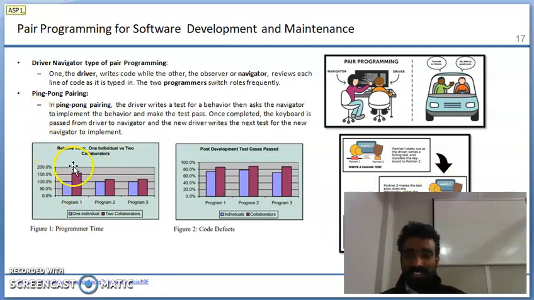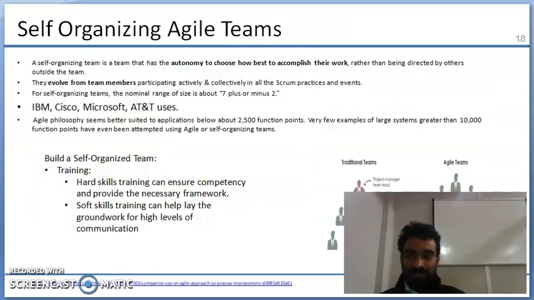These are some of the statistics wherein the programming time has been improved and the coding defects have been reduced with pair programming. And the self-organizing agile teams are the most often used team organization structures. IBM, Cisco, Microsoft, and AT&T use this kind of structure. The self-organizing team is an autonomous team, and there is no authority which could dictate the rules, which is undesirable in the software industry. No one can dictate what a software professional has to do.